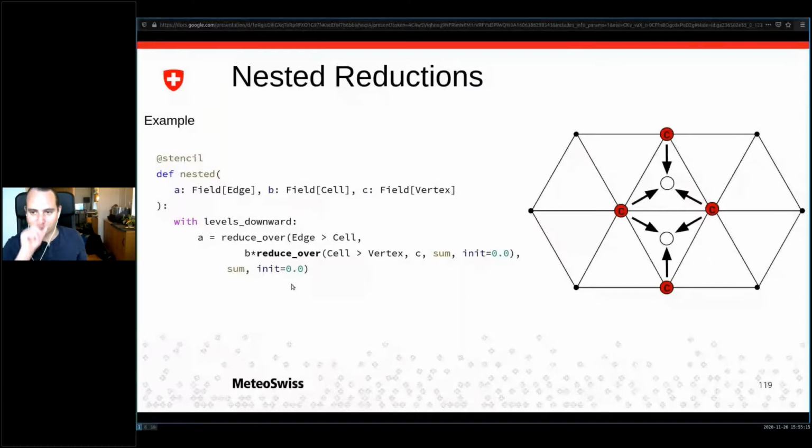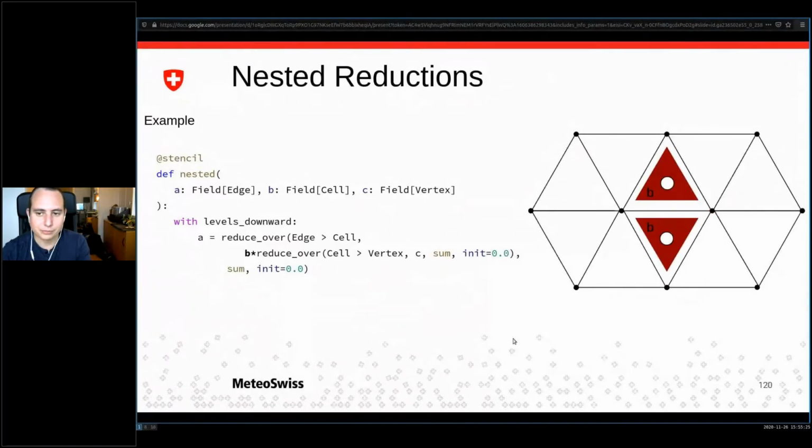And here we have, in animated fashion, what happens in this case. Here we are executing the inner reduction. We are multiplying by the B field and get this intermediary result. And we reduce this onto the A field, which is located on edges.